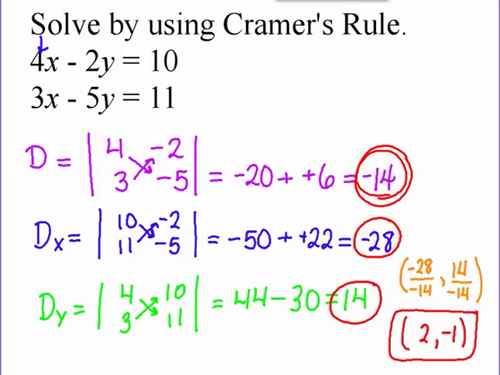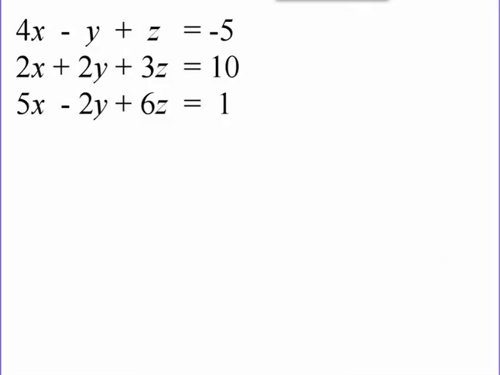Okay, so let's go ahead and look at this one. 4x minus y plus z equals negative 5. 2x plus 2y plus 3z equals 10. And 5x minus 2y plus 6z equals 1. So now here, since I have 3 equations, I'm going to have how many determinants? 4. Because when you had 2 equations, you had D, X, Y, 3 determinants. When you have 3 equations, you're going to have 4 determinants.